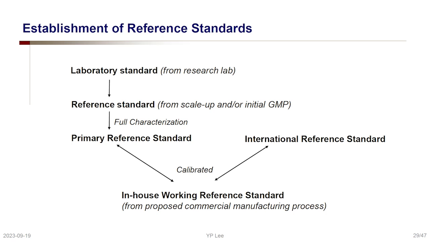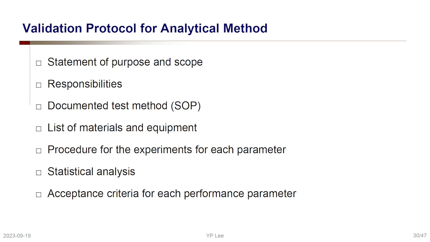An in-house working standard is prepared, then calibrated against the primary reference standard. The primary reference standard, whenever possible, need to be maintained and kept permanently, while the working reference standard is being used. And of course, if it's not a new drug or new product, then international reference standard can be utilized, and the working reference standard is established, being calibrated against the international reference standard.